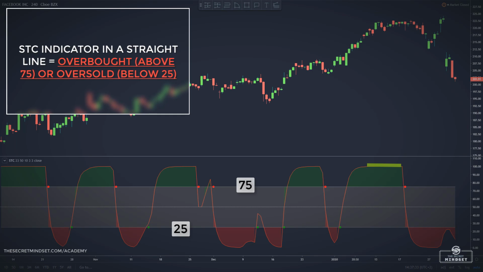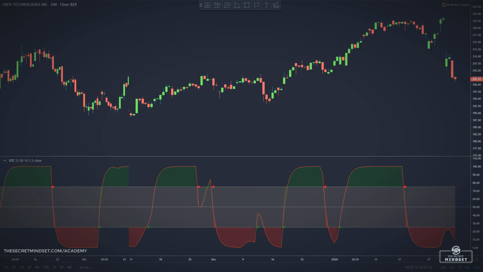When the indicator turns into a straight line, which only happens in its uppermost and lowermost points, the asset is either overbought when above the 75 line or oversold when below the 25 line. In both cases, a trend reversal can be expected, but no exact timeline is provided.